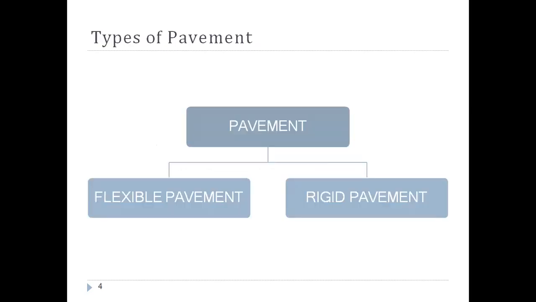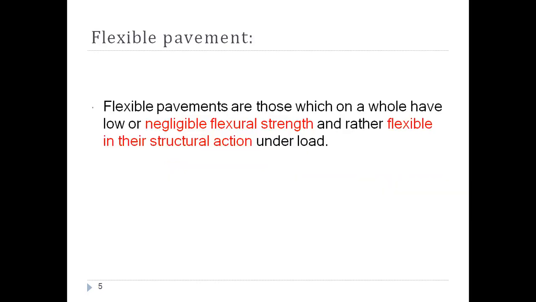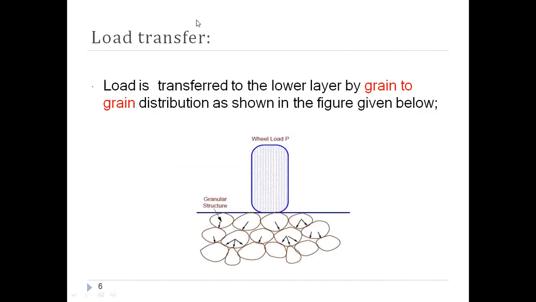There are two types of pavements, which are flexible pavements and rigid pavements. In flexible pavements, if the load of any vehicle, the wheel load, is applied on these pavements, they have low or negligible flexural strength and are rather flexible in their structural action under the load. Here, in this picture, you can observe the wheel load applied on this pavement.